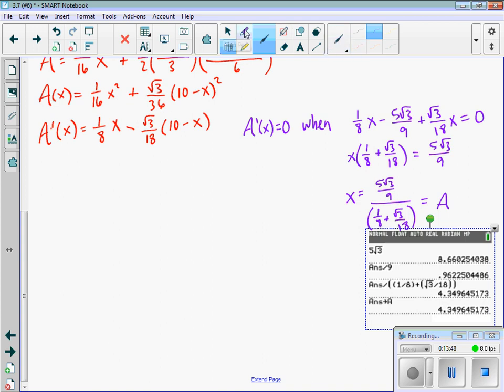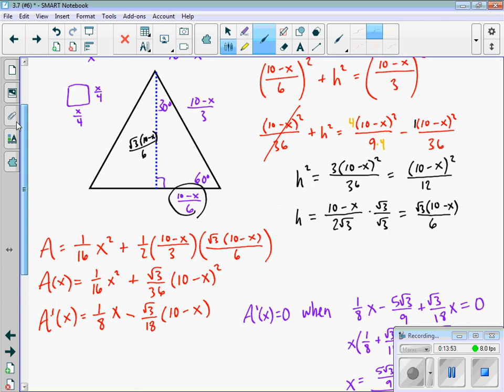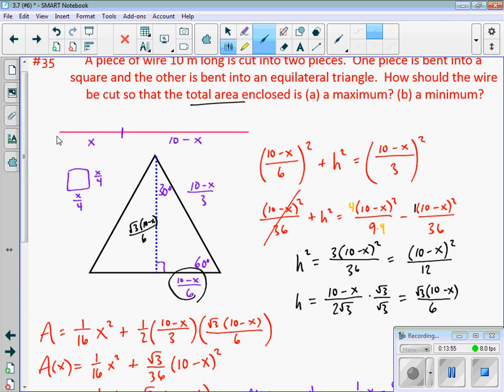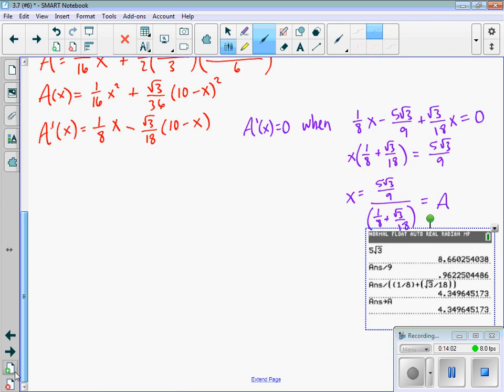Okay, so the other spots are not critical numbers, but the other spots I need to check are 0 and 10, because you could not cut it at all, and you could use it all for the square, or you could use it all for the triangle. So 0 and 10 would represent those pieces. So let's plug in here 0, and we'll plug in 10, and then I suppose we're using A and A.